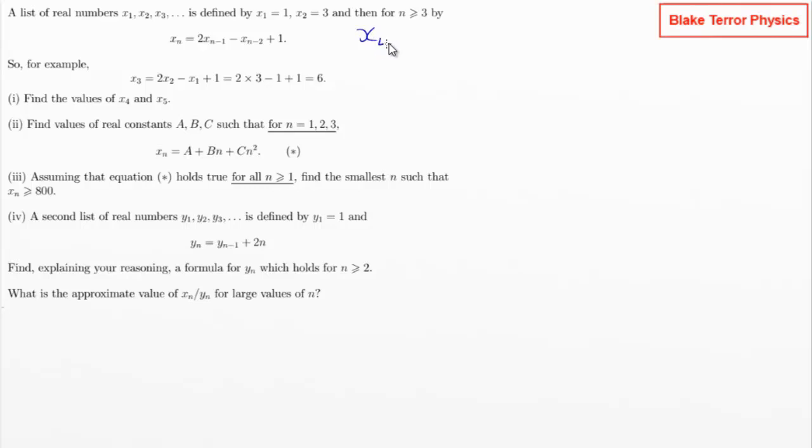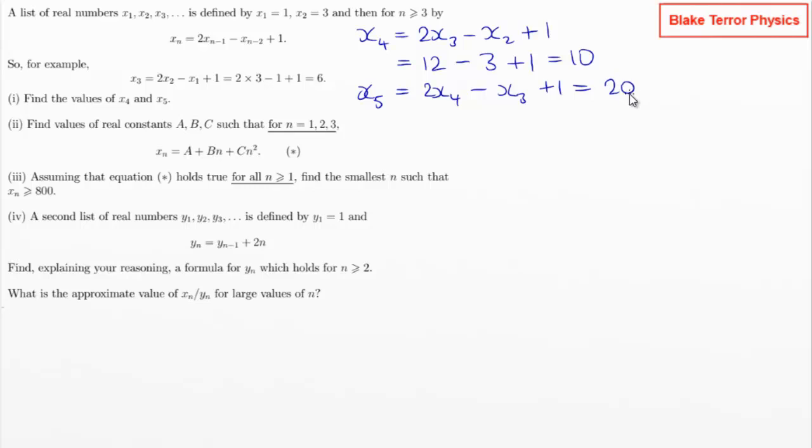So x4 is 2x3 minus x2 plus 1. X3 was 6, wasn't it? So we've got 12 minus, what was x2, is 3, plus 1. So that is equal to 10. x5 is 2x4 minus x3 plus 1. 2x4 is 20. x3 was 6, wasn't it? Minus 6 plus 1. So that equals 15. So that was a nice starter.